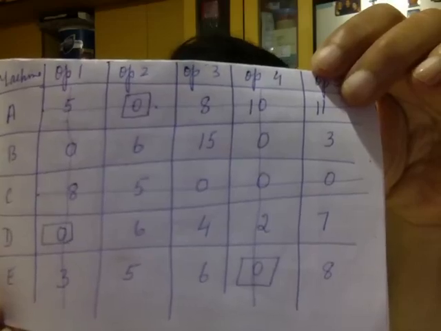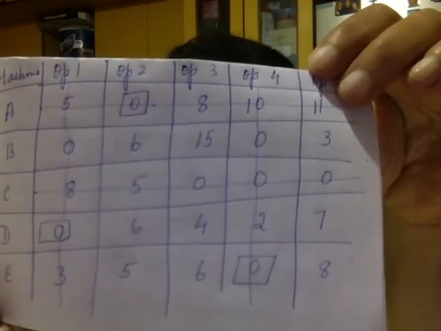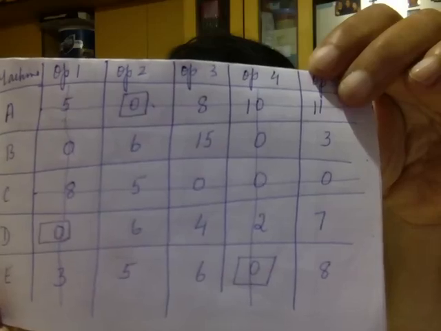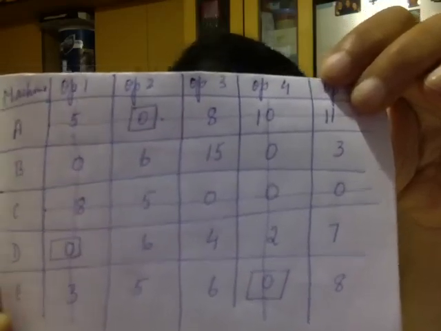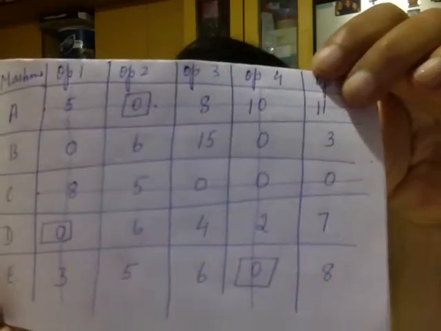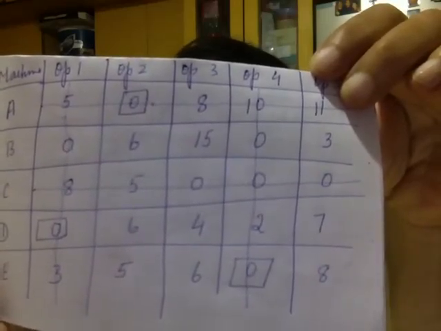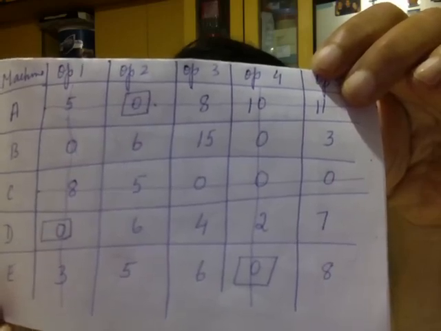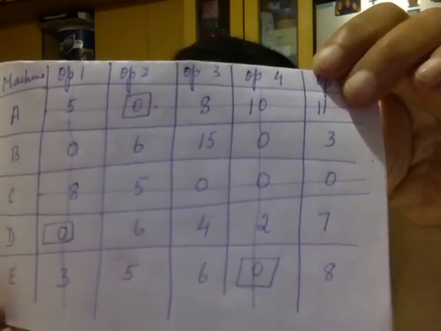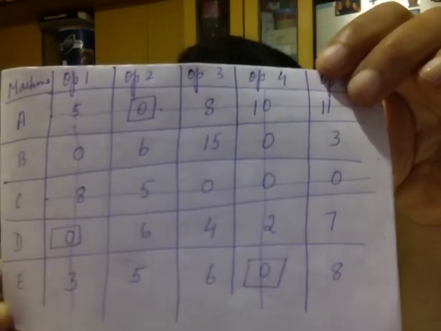Row C, all the values are covered. There are no uncovered values. In D, we have 6, 4, and 7 as uncovered values. In E, you have 5, 6, and 8 as uncovered values. So, in all the uncovered values, the smallest one is 3, isn't it? 3.